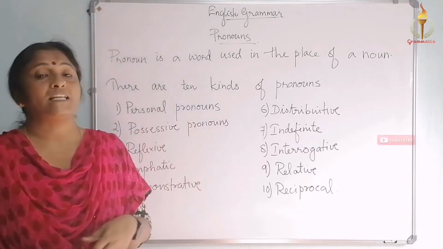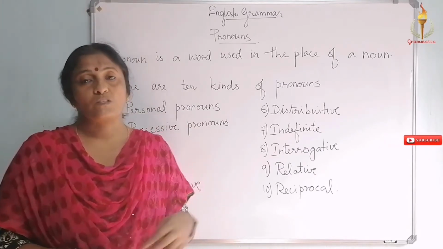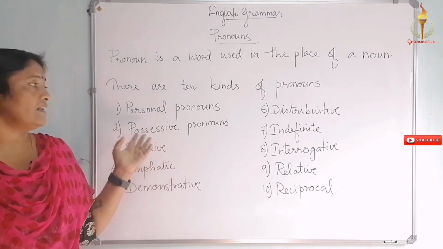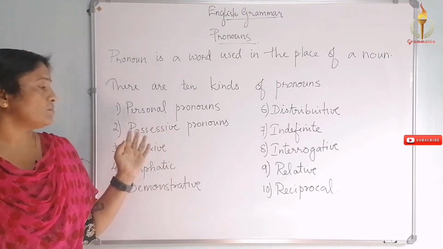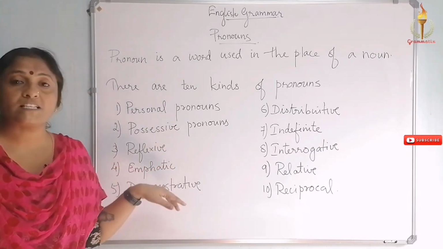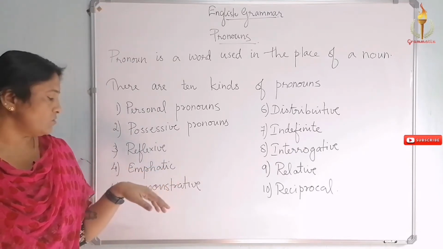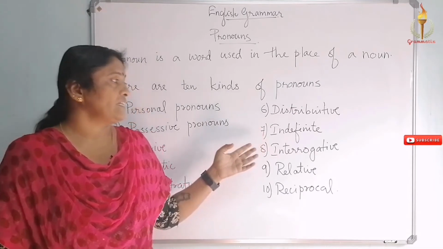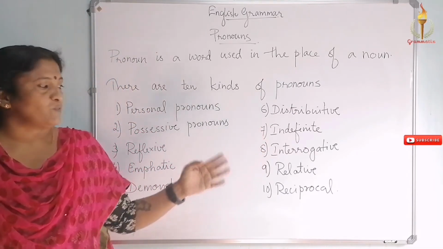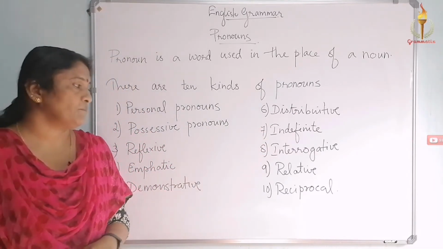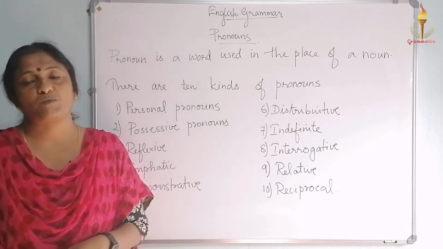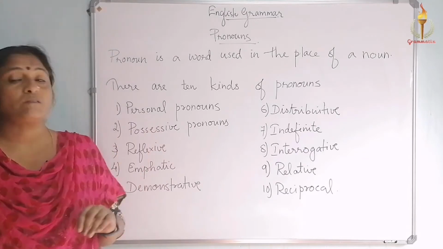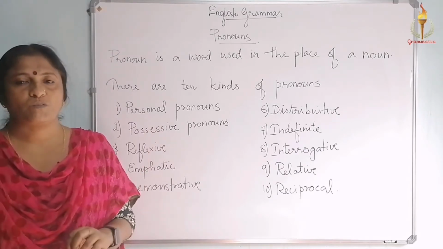Now you have 10 kinds of pronouns. That's what is written here. There are 10 kinds of pronouns, and they are the personal pronouns, possessive pronouns, reflexive pronouns, emphatic pronouns, demonstrative pronouns, distributive pronouns, indefinite pronouns, interrogative pronouns, relative pronouns and reciprocal pronouns. So we will be doing each one. Today we will be doing the personal pronouns and possessive pronouns.